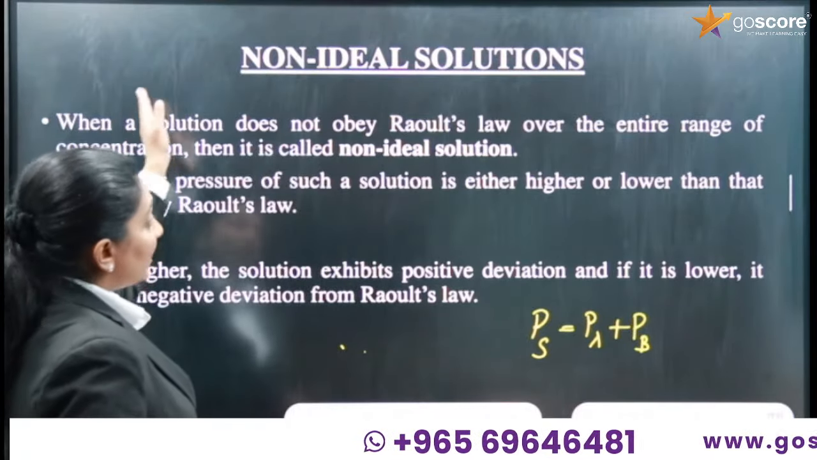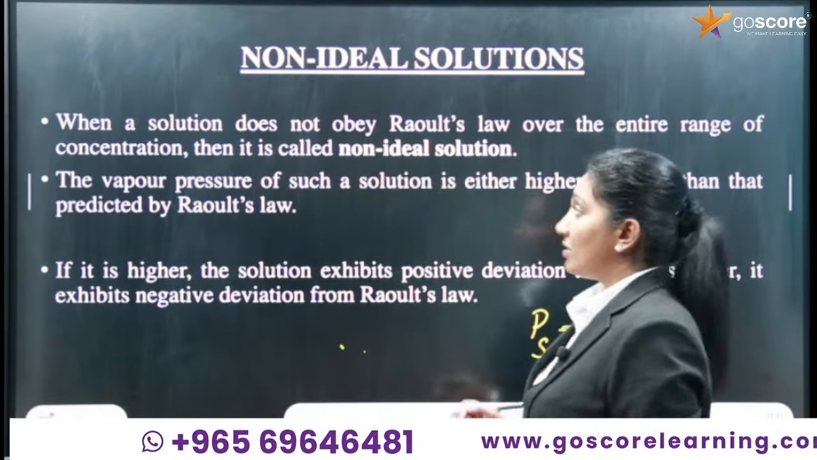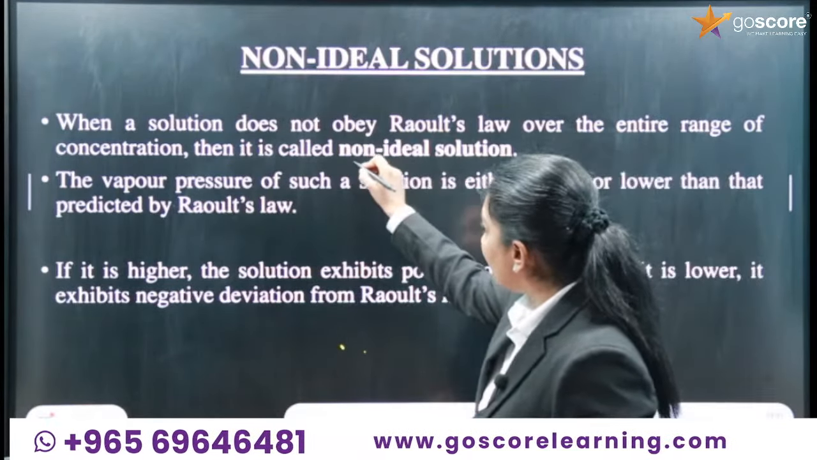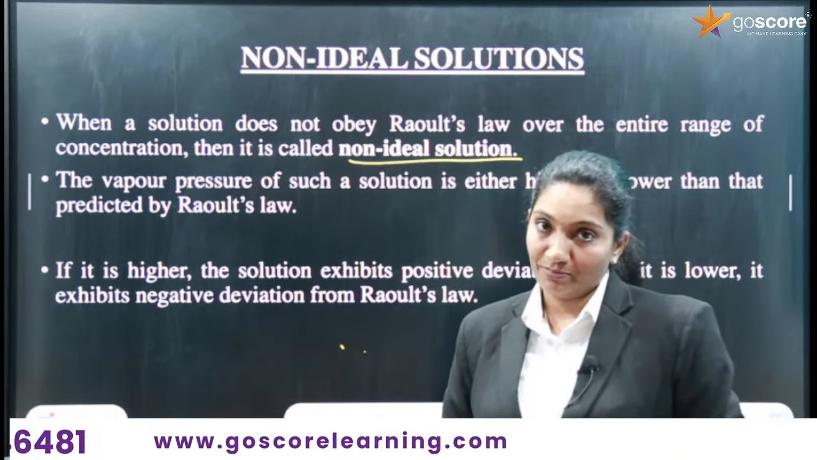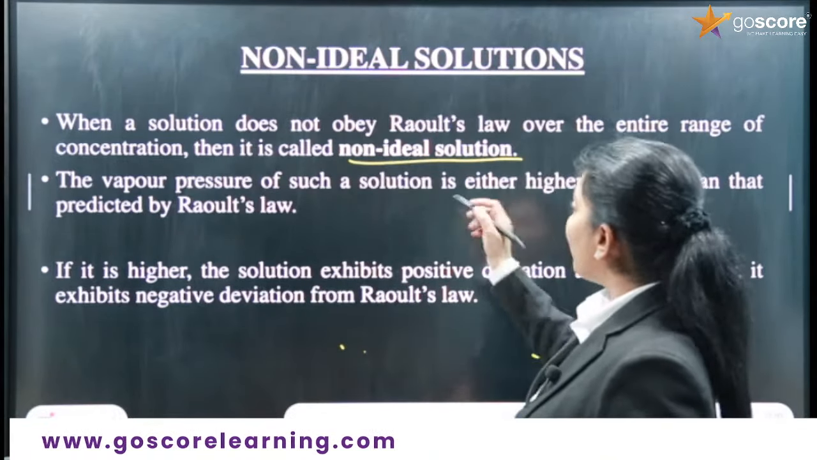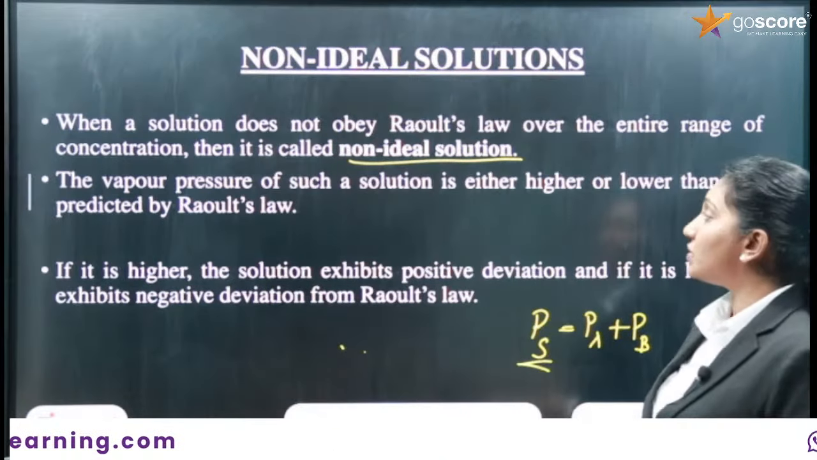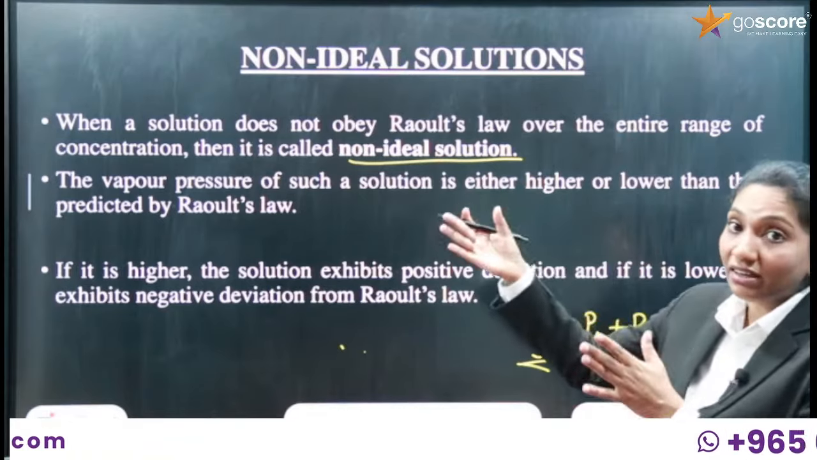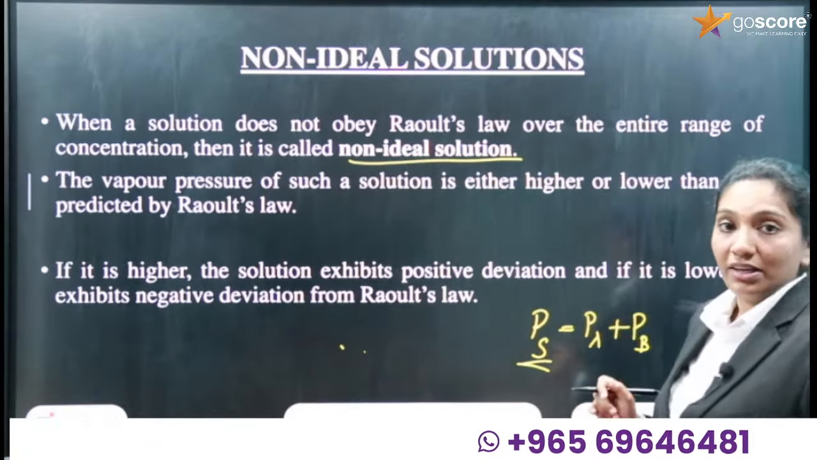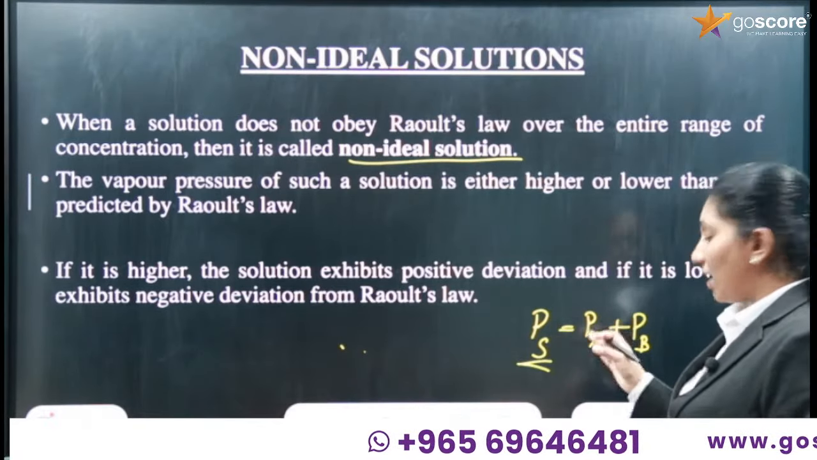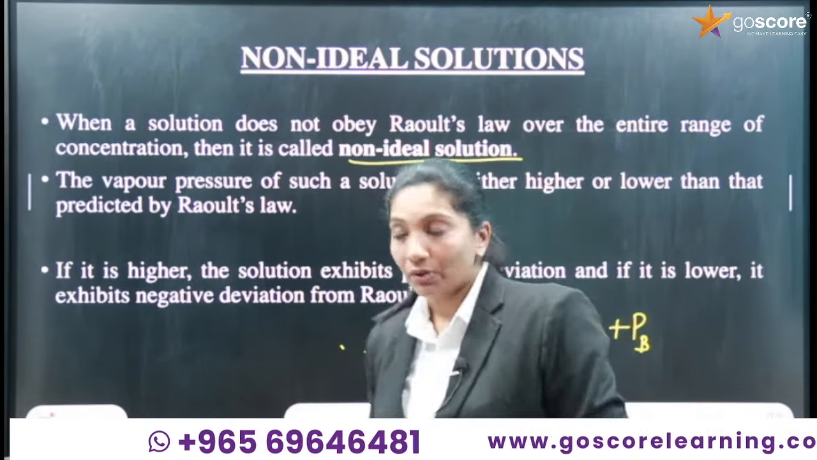A solution that does not obey Raoult's law over the entire range of concentration is what we call a non-ideal solution. Understood? So the total vapor pressure of such solutions is either higher or lower than the vapor pressure given by the sum of the individual components, as described by Raoult's law. Okay.